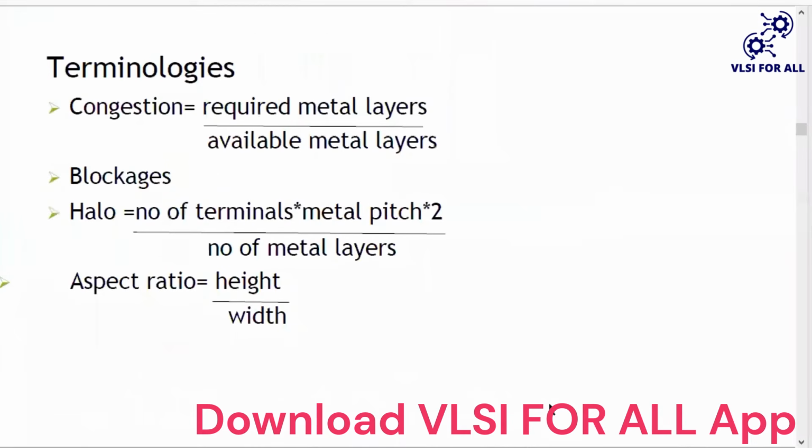Once the core and die estimation is done, we can see the congestion. The next step is congestion and blockages. Congestion is nothing but the required metal layers divided by the available metal layers. The requirement is 10 metal layers, but available is only 5. 10 is the requirement, but available is 5, so we need 5 more metal layers in that area.